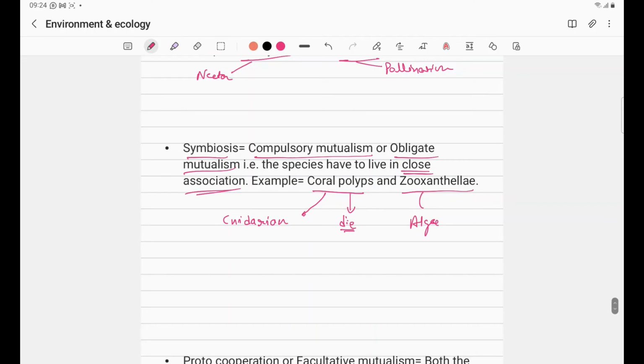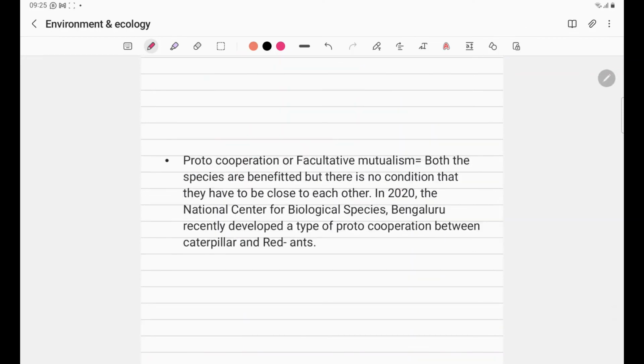Here in the case of coral polyps and zooxanthellae, they have to live with each other. If one of them leaves the relationship, then the other one will die. Therefore this is compulsory mutualism or obligate mutualism, which means they have to live in close association in order to survive. The second type of mutualism is proto-cooperation or facultative mutualism.